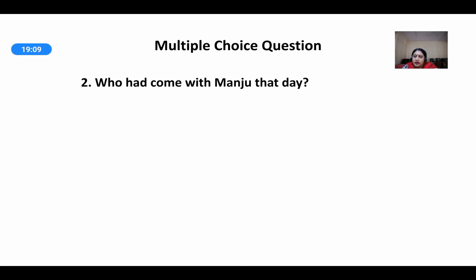Second question: who had come with Manju that day? Remember the first incident, the midday meal incident. So who had come with Manju that day? The options are uncle, brother, cousin or sister. And the answer is option D, sister.